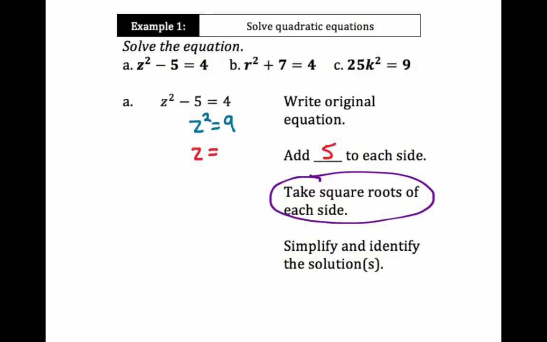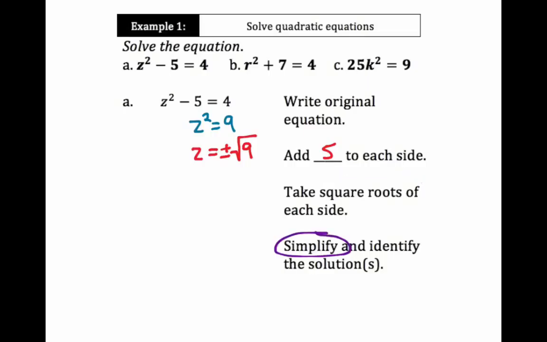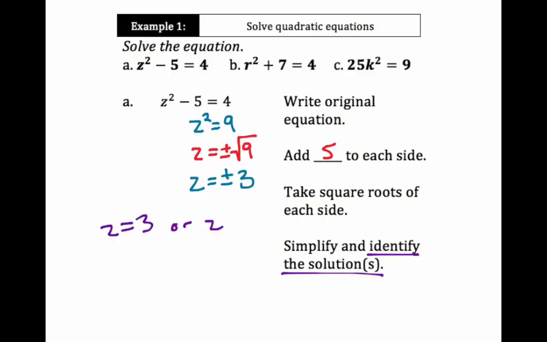and for the square root of 9, we're going to talk about the plus or minus the square root of 9. I know some of you already see the solution, but just bear with me. So z equals plus or minus the square root of 9. And then we're going to simplify, which means z equals plus or minus 3, and identify the solutions. We have two solutions: z equals 3 or z equals negative 3. But you can just write it as z equals plus or minus 3. That's good enough. In fact, this is probably the preferable way to write it.